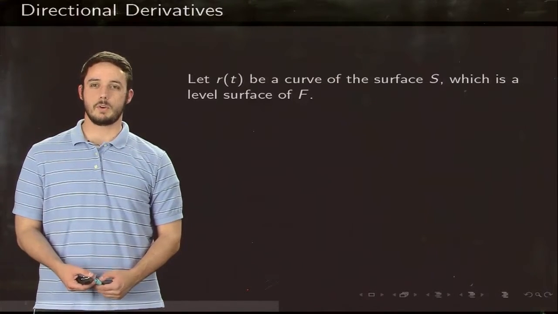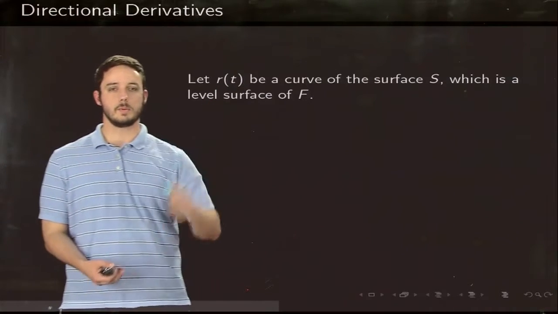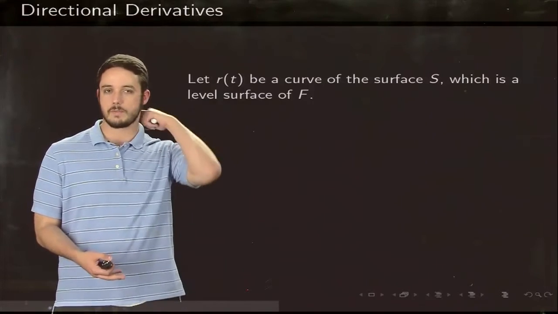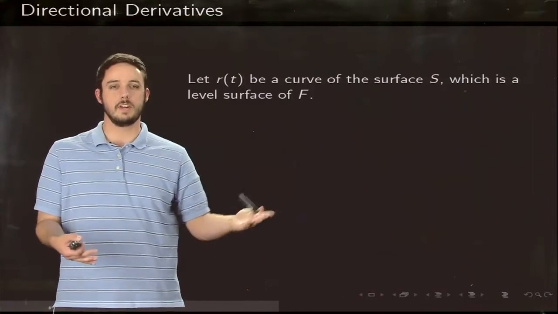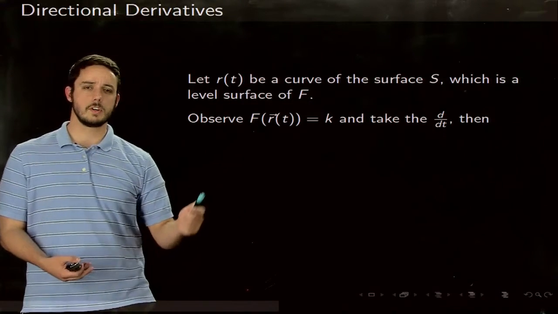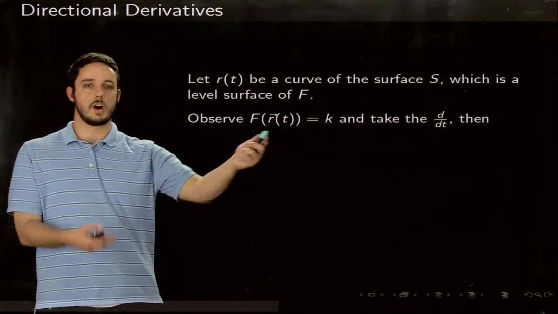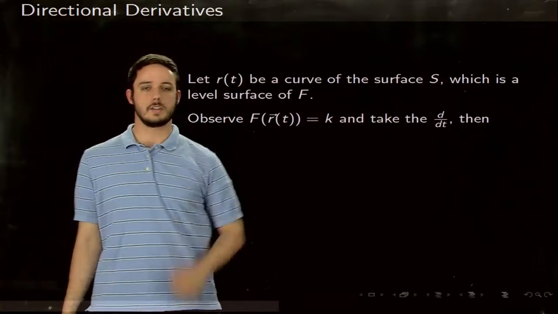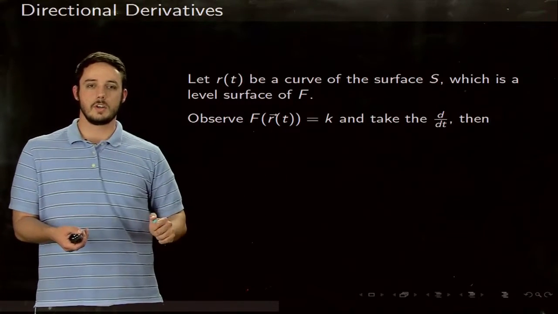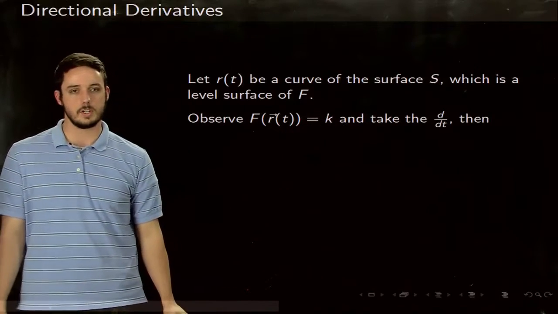So what else do we know about directional derivatives and gradients? Well, suppose we have r of t, which is a curve on a surface, which is a level surface for a function f. So we have a function, we take a level surface of it, and then we take a curve on that surface. Now, observe that if we apply this function to the curve, f of r of t should just equal a constant k. Because this is a level surface, everything on it should just give k when we evaluate the function on it.